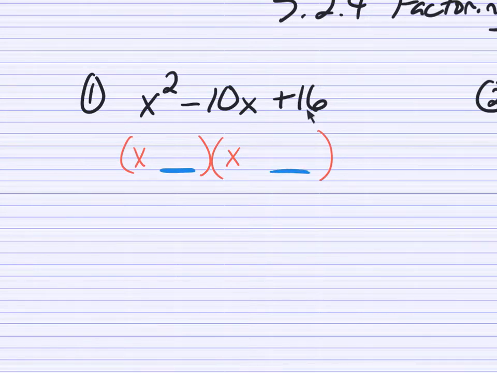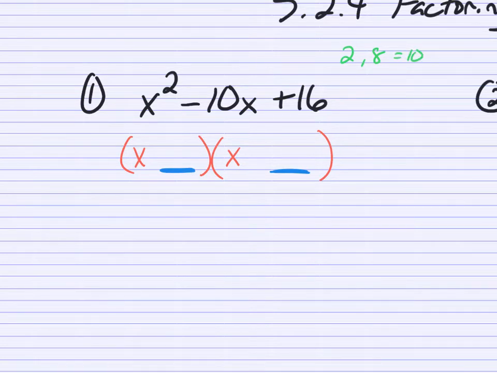And we need two numbers that multiply to give us 16, a positive 16. And when you add them, you get negative 10. Now, two numbers that pop into my head immediately are 2 times 8. And 2 times 8, they do give me 16, but do they add up to negative 10? And no, they add up to positive 10. So I can't use 2 and 8.